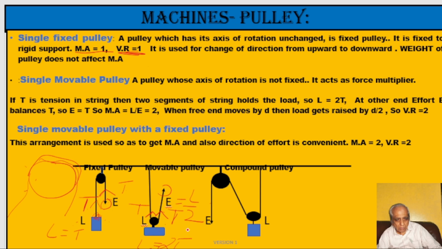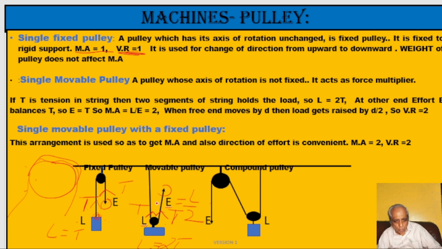Now let us try to see the velocity ratio. If this load moves up by x centimeter, then this end will also move by x centimeter, this end will also move by x centimeter, but my rope cannot remain loose, so I have to apply the effort through 2x. So my effort moves 2x, load moves x, so velocity ratio would be 2x upon x, that is 2. So in this case also velocity ratio is 2 and mechanical advantage is also 2.